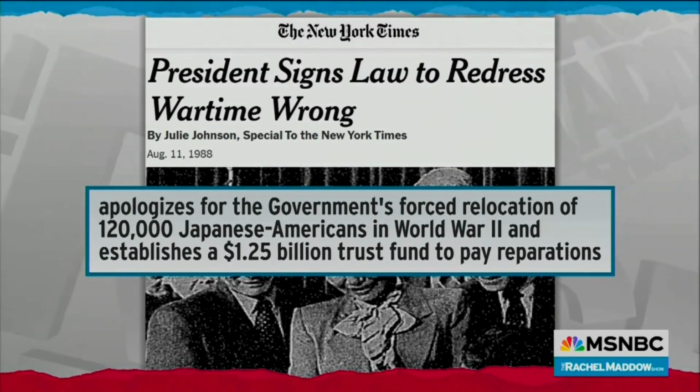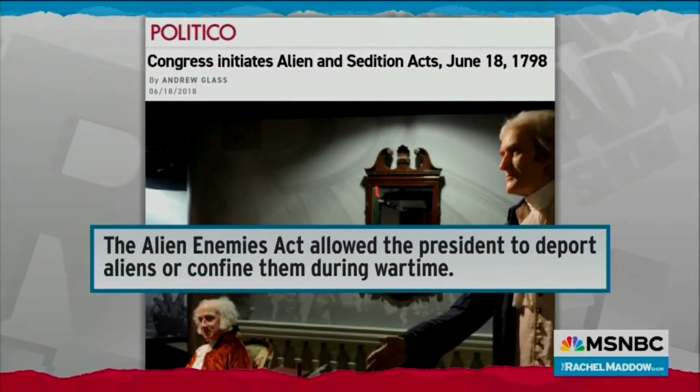The legal grounds for interning Japanese Americans in World War II was something called the Alien Enemies Act of 1798. That was only the third time it had ever been used in American history. It had been used in the War of 1812, it had been used in World War I, and it had been used for Japanese internment in World War II.